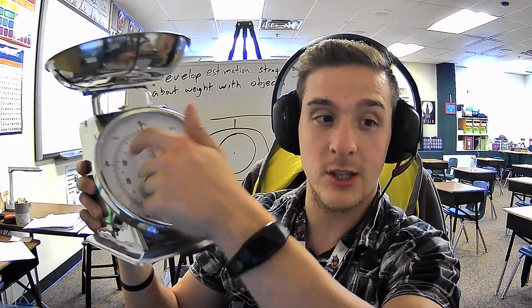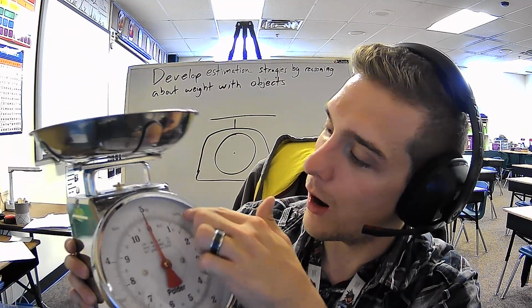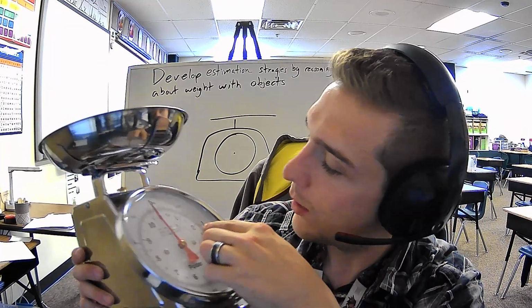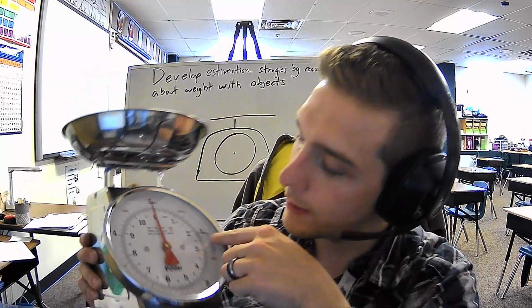So it's kind of like a clock. Keep that in mind. You're reading it like you would a clock, going around this direction. So right here is 1 pound. That is 500 grams, so half of a kilogram. 1 kilogram is way down here, where it says 1 kilogram, 2 kilograms, 3 kilograms, 4 kilograms, all the way around.